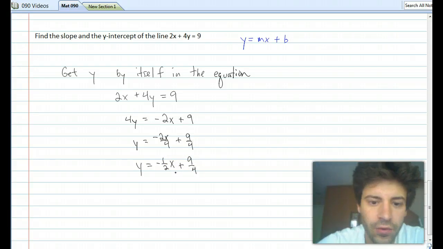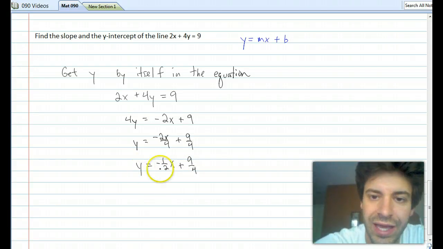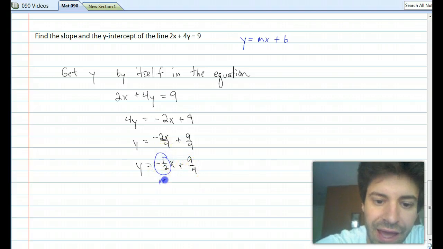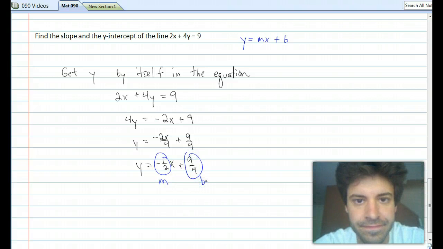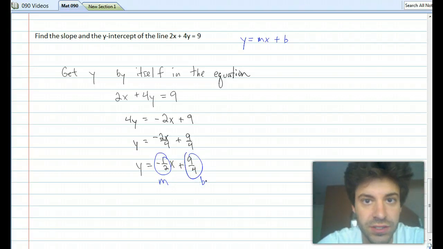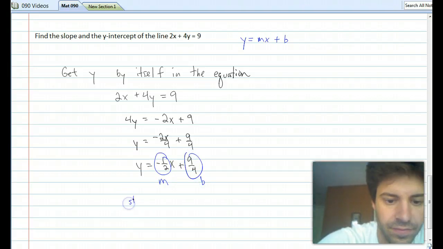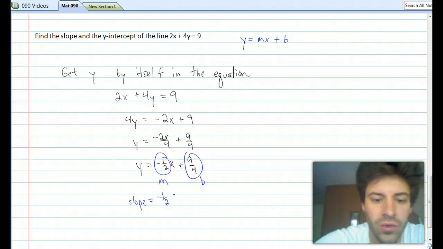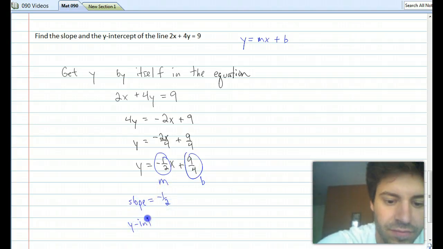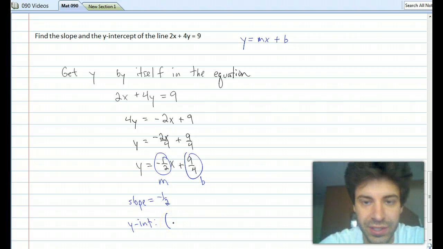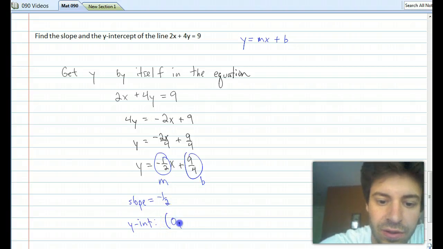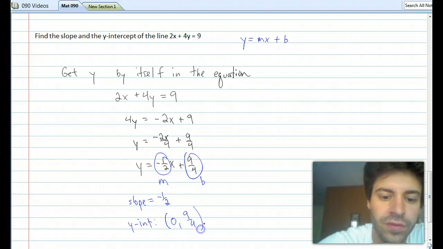9/4. Now you can see that I ordered these terms in this way because what we have here is exactly y = mx + b. So it's easy to pick out that that is m and that is b. So to answer the question, the slope is -1/2, and the y-intercept is always a point again, and that point is (0, 9/4).